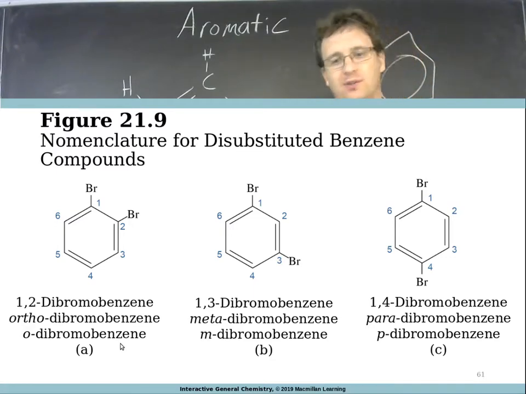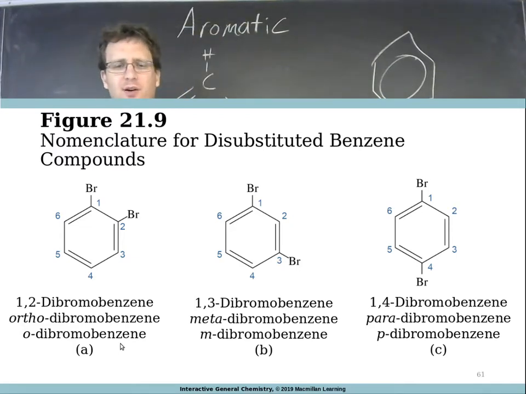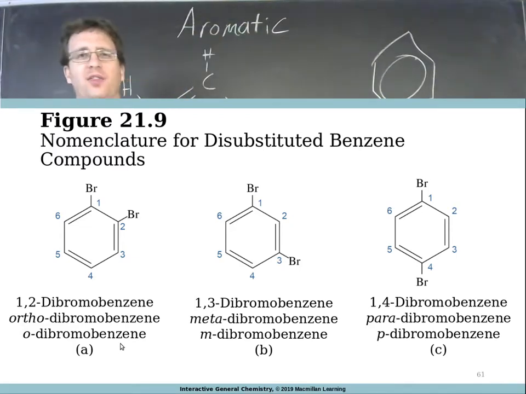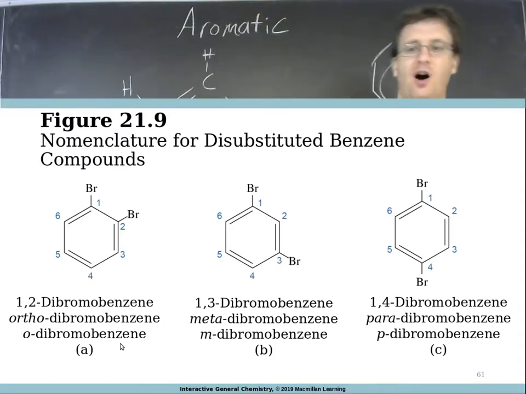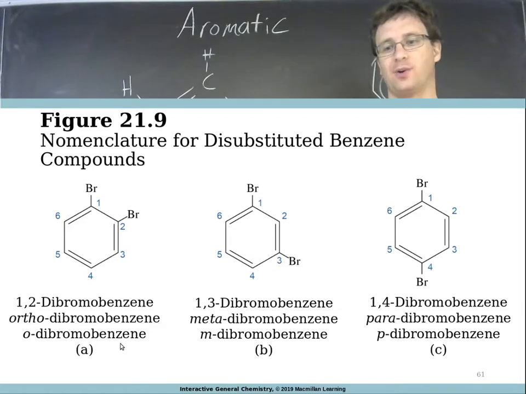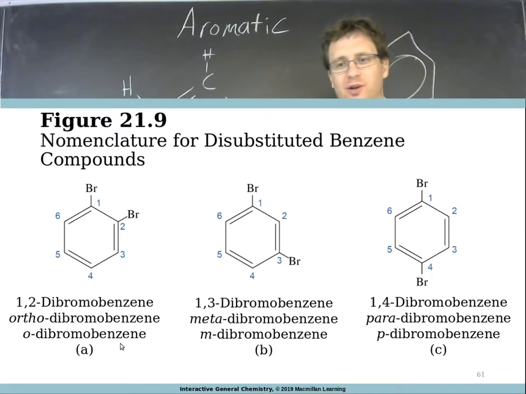But it's also very common to use this other nomenclature where if the two substituents are adjacent, then it's called ortho-dibromobenzene, or even shorten that to just o-dibromobenzene. If they're separated by one position, then that's meta-dibromobenzene, or just m-dibromobenzene. And then opposite each other is para. So para-dibromobenzene or p-dibromobenzene.